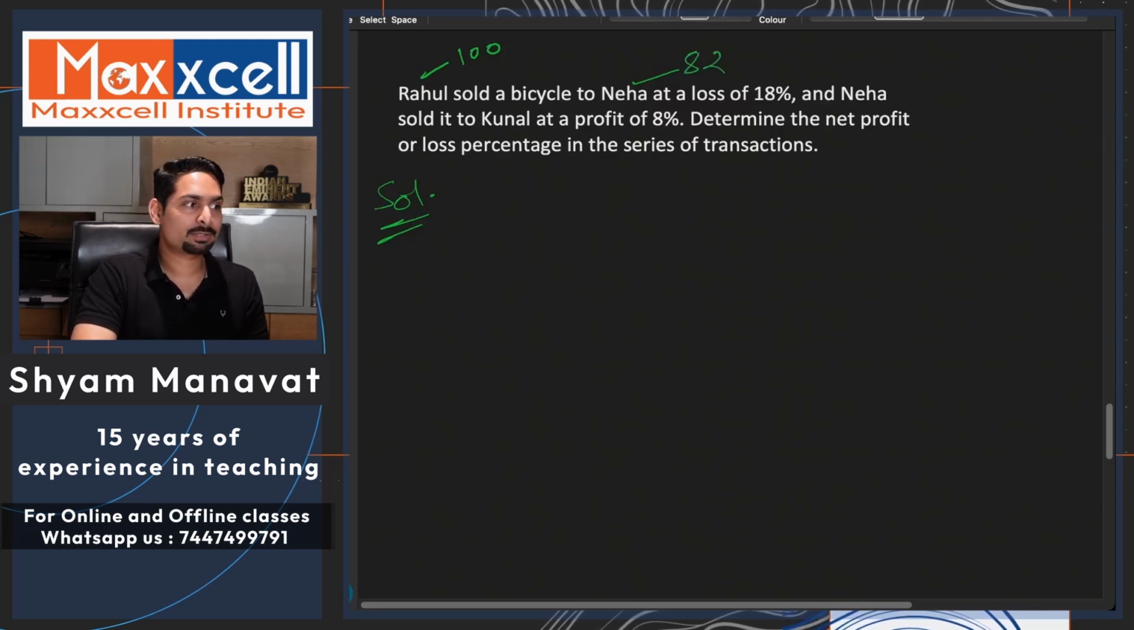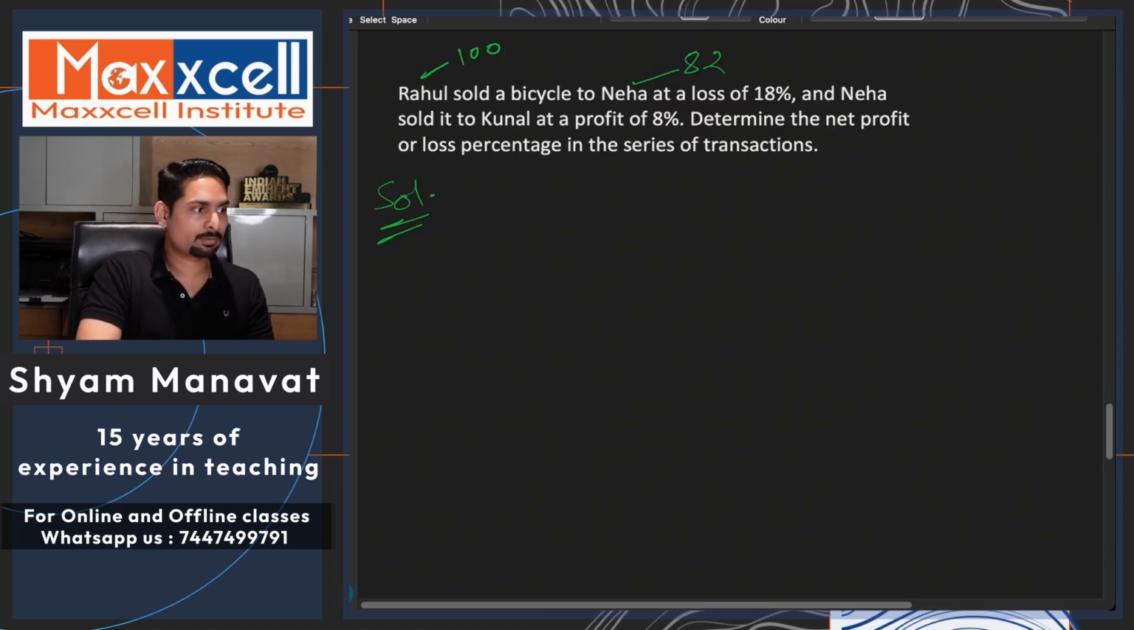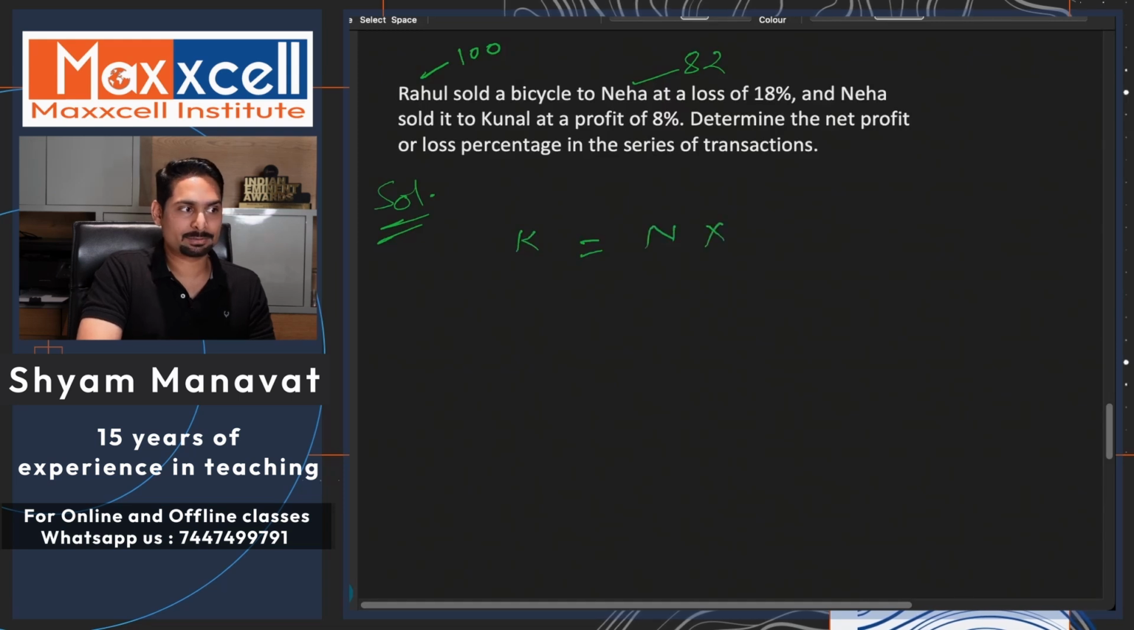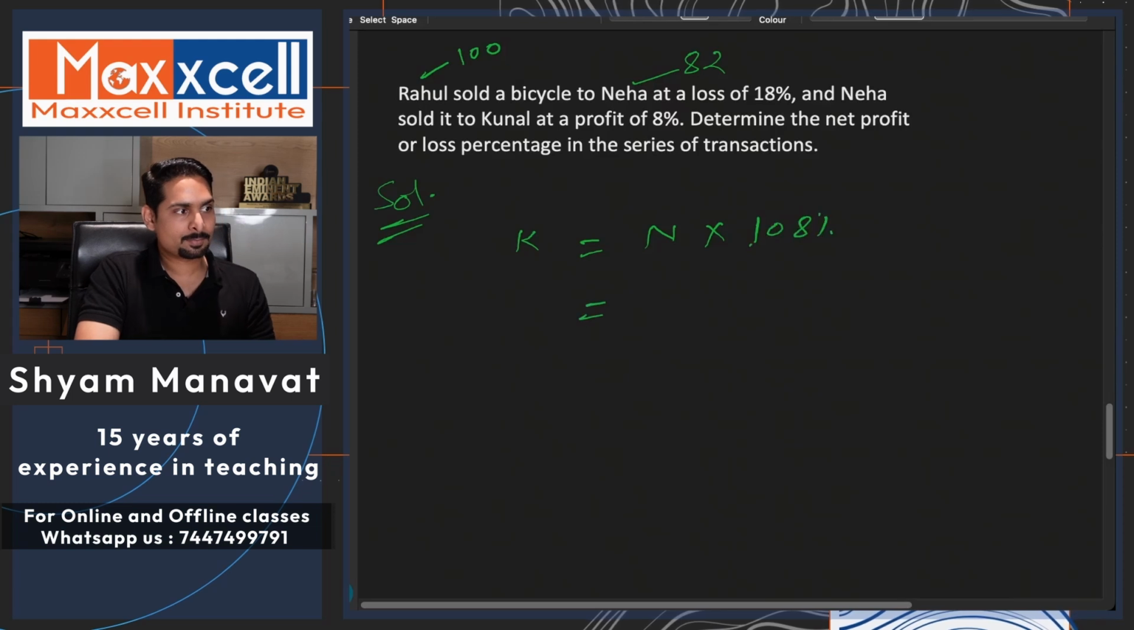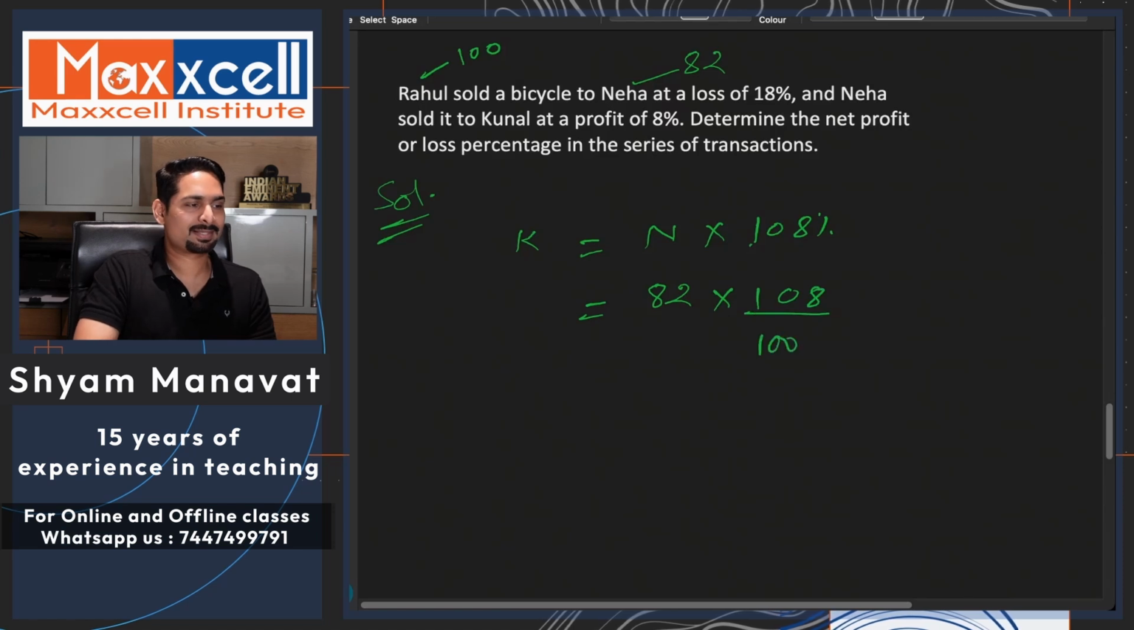Now Neha sold it to Kunal with a profit of 8%. Now for Kunal, it should be more than Neha. Kunal should be more than Neha by how much? 8%. So that should be 108%, right? More than Neha. So Neha is 82. You have to calculate 108% of 82, right?